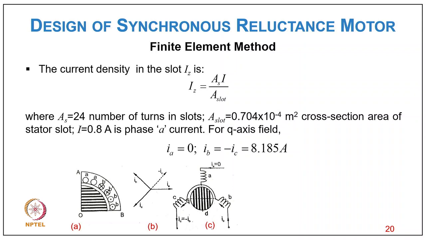A slot equal to 0.0, 0.704 × 10^-4 meter square cross-section area of the steel slot, and I equal to 0.98 ampere in phase A current. For Q-axis field, I equal to 0 and I equal to minus I, C equal to 8.185 ampere.